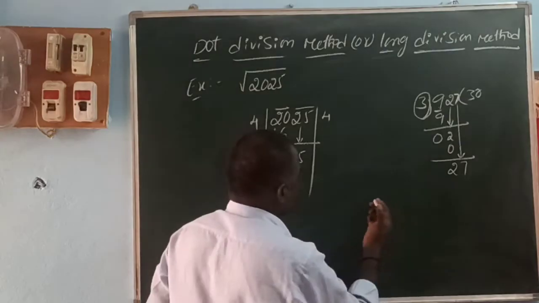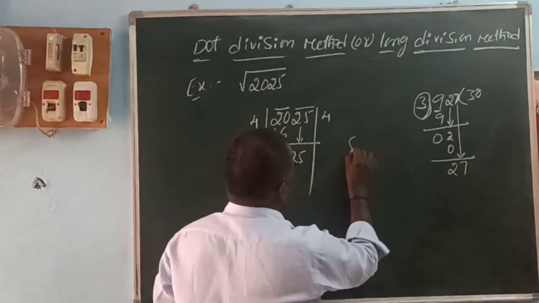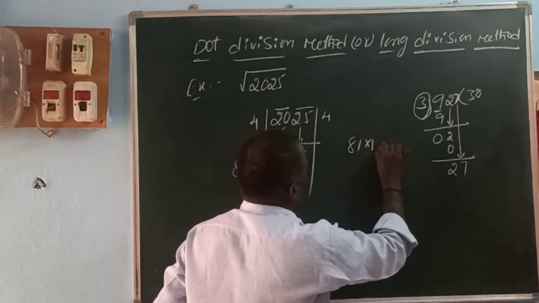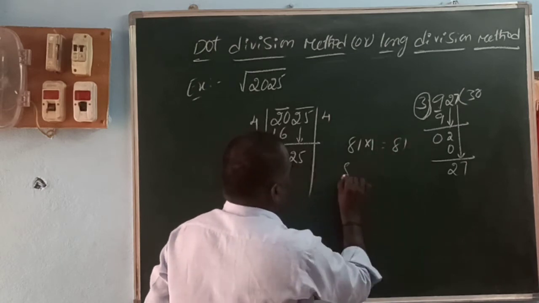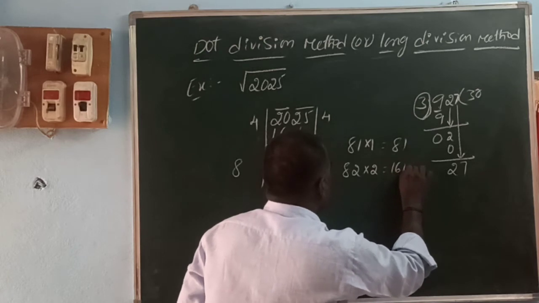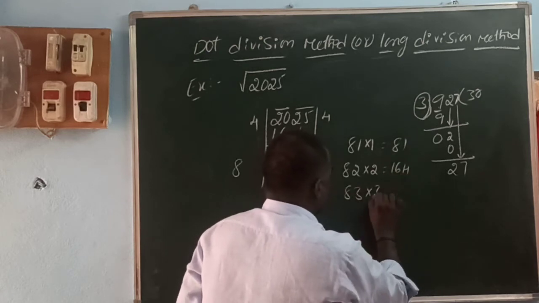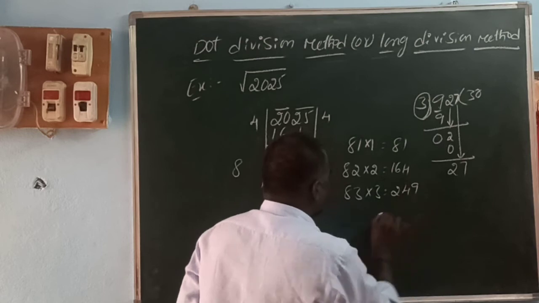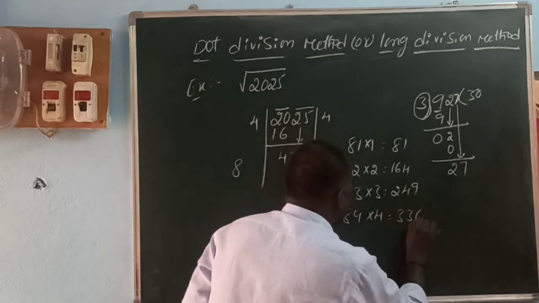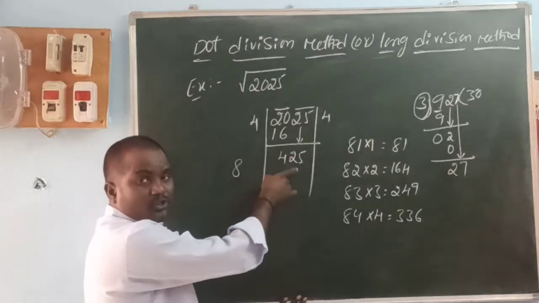Okay, so next, how can we do that? Beside the 8 we can put 1, multiplied with the same 1, that is 81. 82 times 2 is 164. 83 times 3 is 249. 84 times 4 is 336. Here, which number? 425.